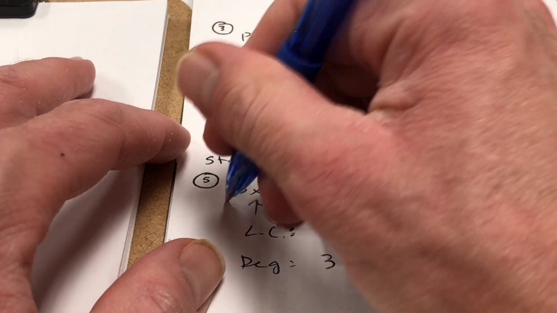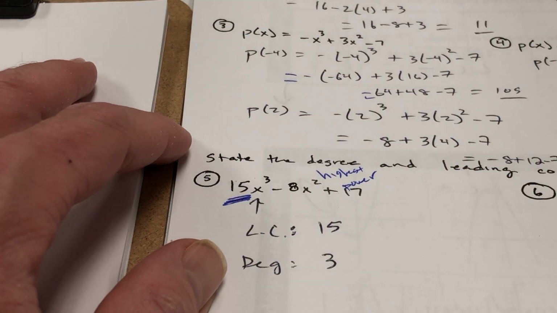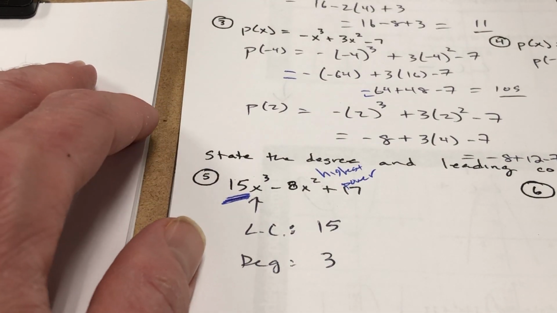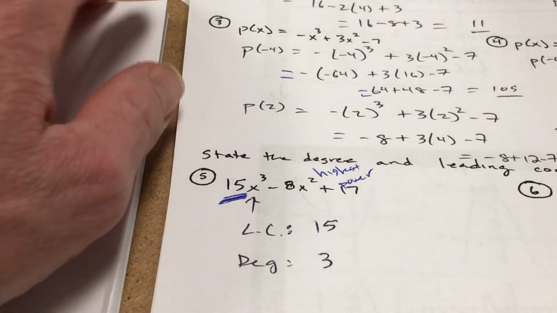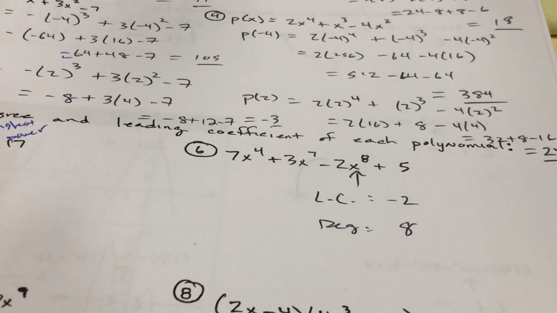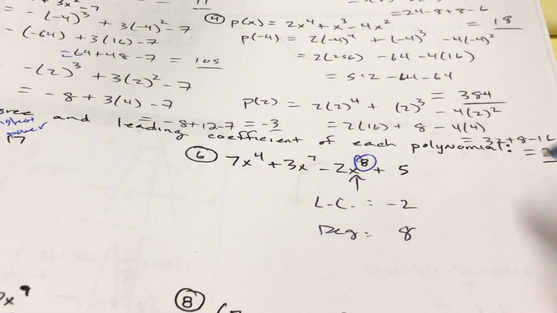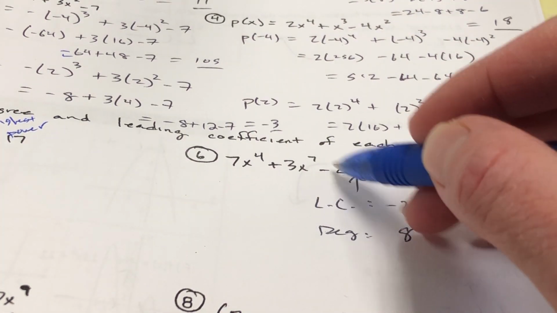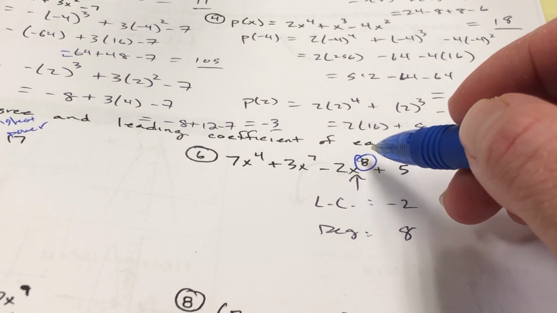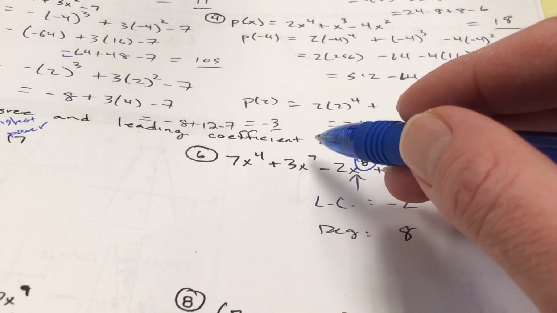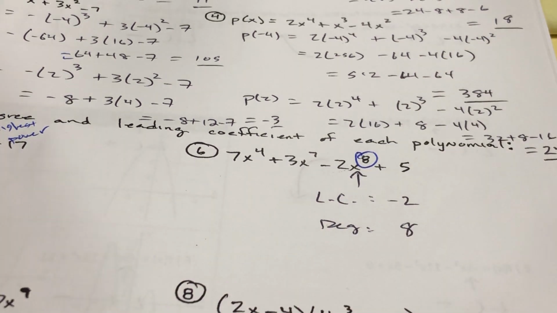And what's the leading coefficient? It's the number attached to the highest power. Positive 15. LC for leading coefficient. The degree is 3. 6, it is written out of order. What's the highest power? 8. So the degree is 8. What's the leading coefficient? What is attached to x to the 8th? A negative 2 is the leading coefficient.